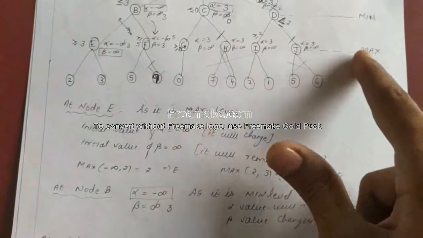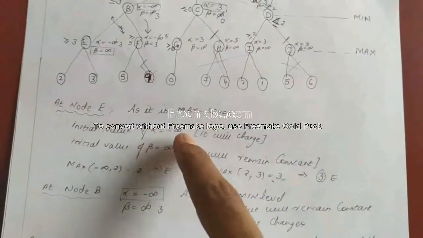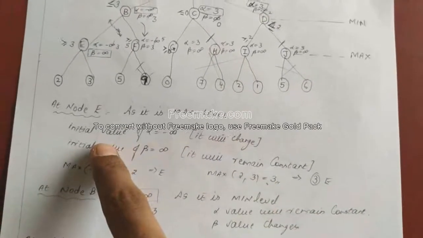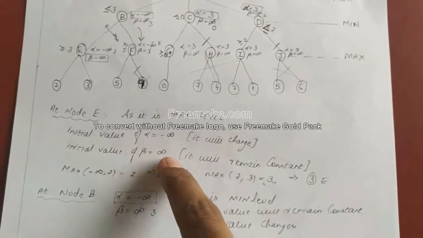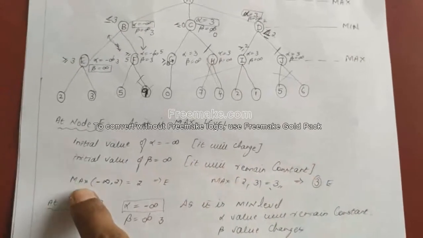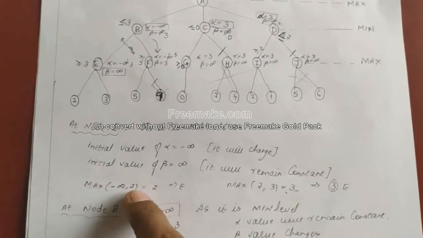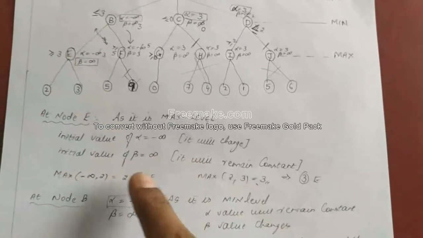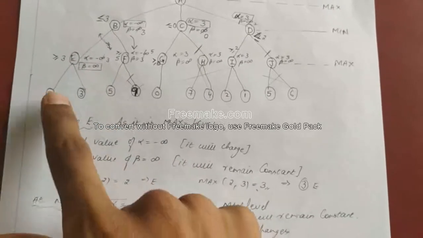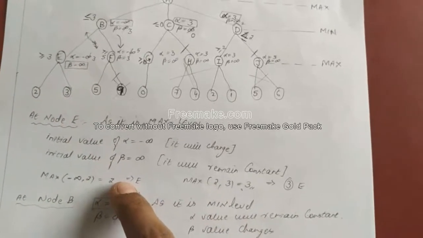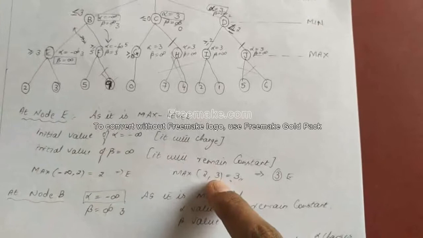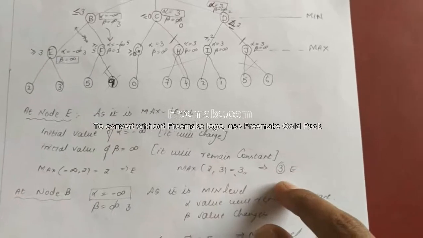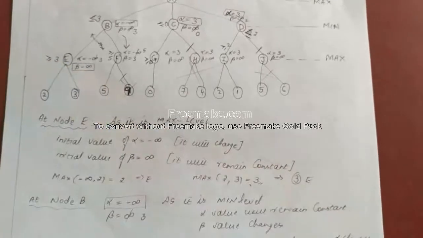At node E, as it is a maximum level, the initial value of alpha is equal to minus infinity, but it will change in the maximum value. In max case, the initial value of beta is equal to infinity, and it will remain constant. So maximum of minus infinity comma 2 gives you 2, that is, the maximum value is 2 at node E. Once we get this maximum value, it is compared with the other value for maximum. So the max of 2 comma 3 is equal to 3. So the node E is renamed with the value of 3.